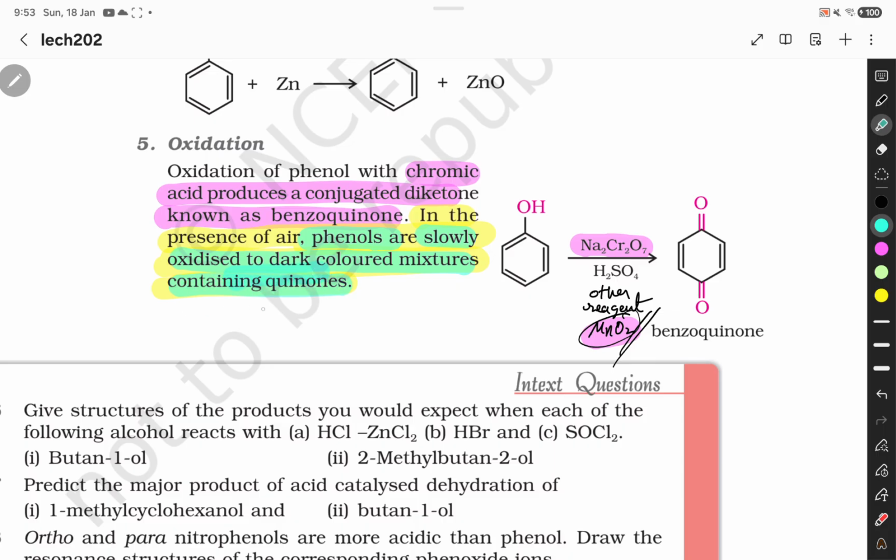This is how we get trapped in JEE, because they'll be like, oh bro, this is out of syllabus. But no, it's all there in NCERT. They're just testing how well you know it. Phenols are slowly oxidized to dark colored mixtures containing quinones.